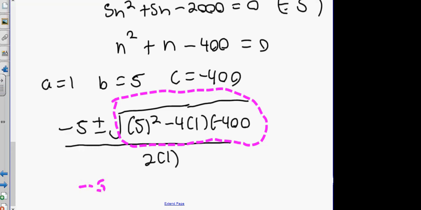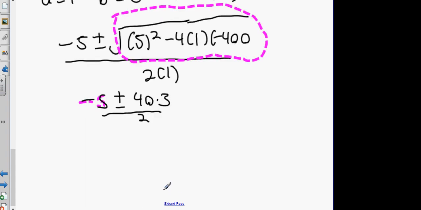Okay, so minus 5 plus or minus 40.3 divided by 2. So what this will mean is that when we add them together, it can't be a negative answer. N has to be a positive answer. It's the first term, the second term, the third term. There's no such thing as the minus third term. So what we need is minus 5 plus 40.3 divided by 2.